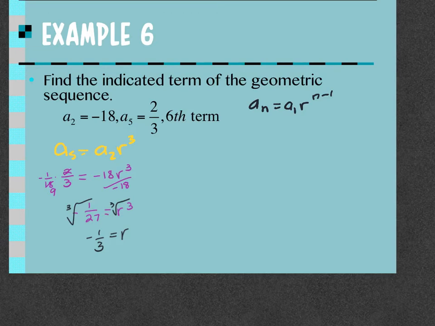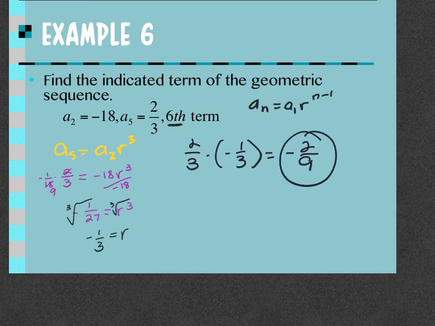But this time it just says 6 terms, so what's one way I could get there? Just use a sub 5 and r. Multiply it times r, because I only need to go one more jump, right? It's the same thing as setting up your equation. If I wanted 6, it'd be a sub 5 times r to the first. So same exact process.